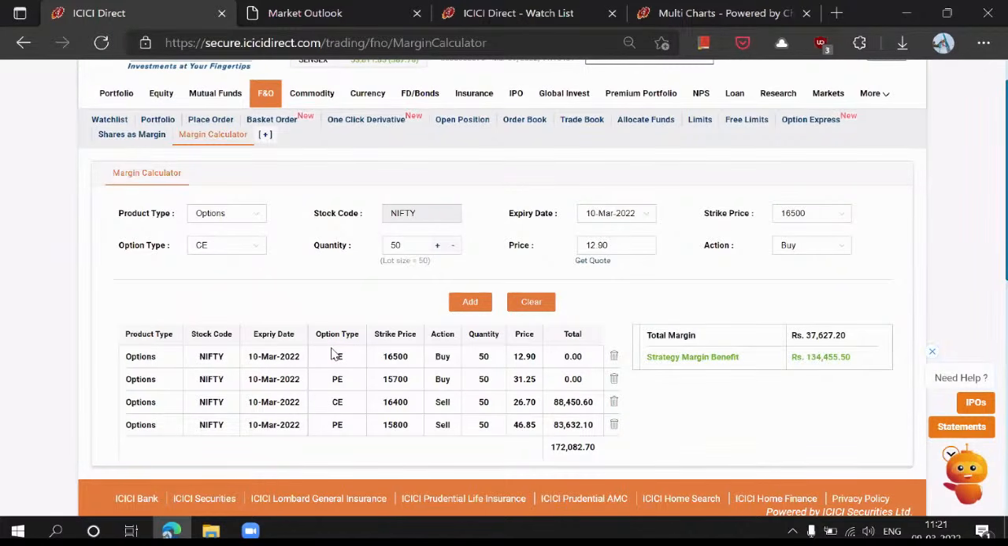When you have bought the options as well, instead of only selling, you have built a hedge, and the maximum risk is 100 points, and the premium inflow further cushions you. From a risk management standpoint, this trade is far more risk managed. And look at the margins. Instead of 1,72,000 rupees, the margins have come down to 37,000 rupees.